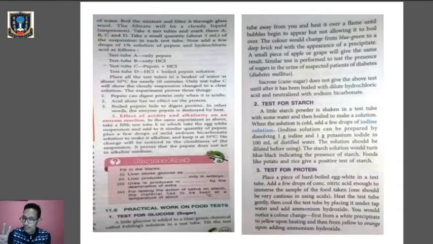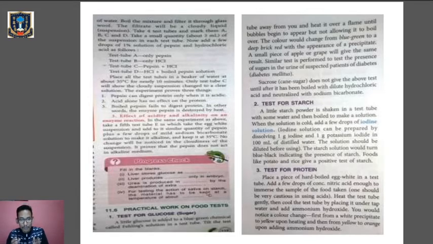So in the 4 test tubes, we are putting the filtrate suspension, the enzyme and the acid. In test tube A, only pepsin. In test tube B, only HCl. In test tube C, pepsin plus HCl, and in test tube D, HCl plus boiled pepsin solution. Clear? We place all the test tubes in a beaker of water and keep them at 35 degrees Celsius for nearly 10 minutes, so that we maintain the temperature for the enzyme to act.